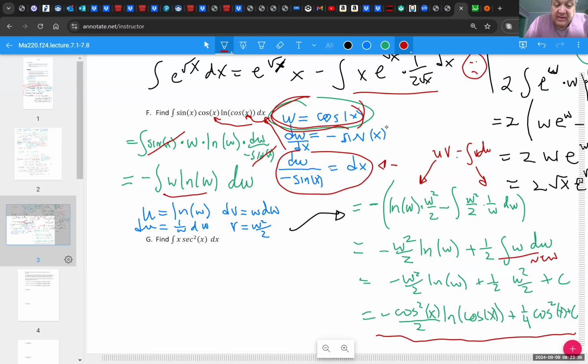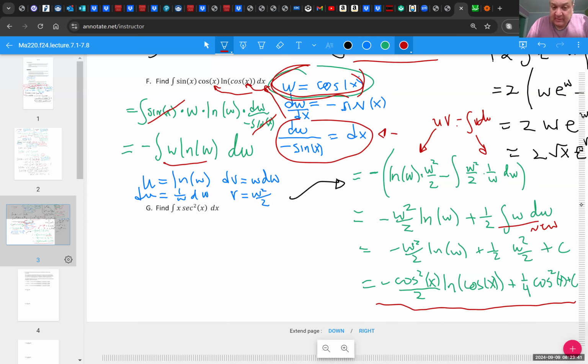I have one last problem to demonstrate. It's not a long problem, but I figured I'd show you because it has a particular twist to it that sometimes students don't see. So that's, of course, this example G.